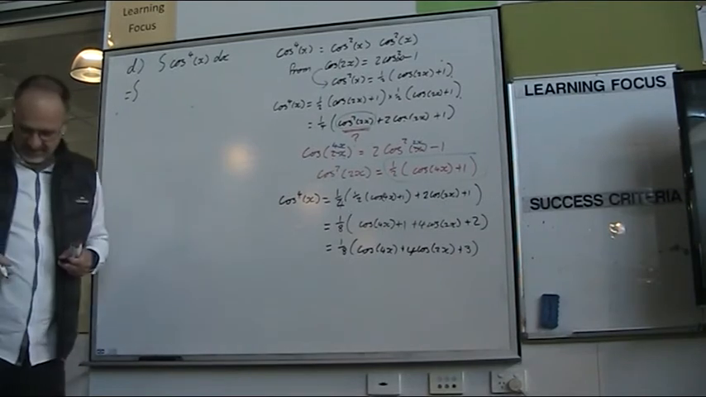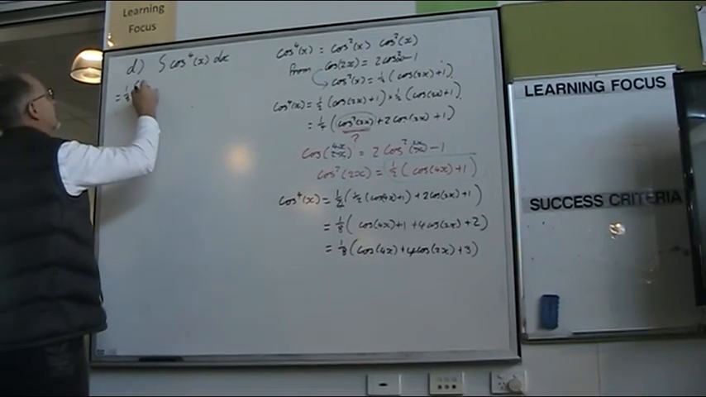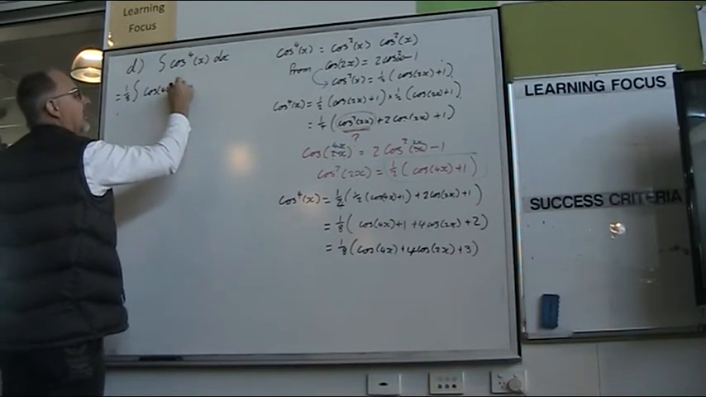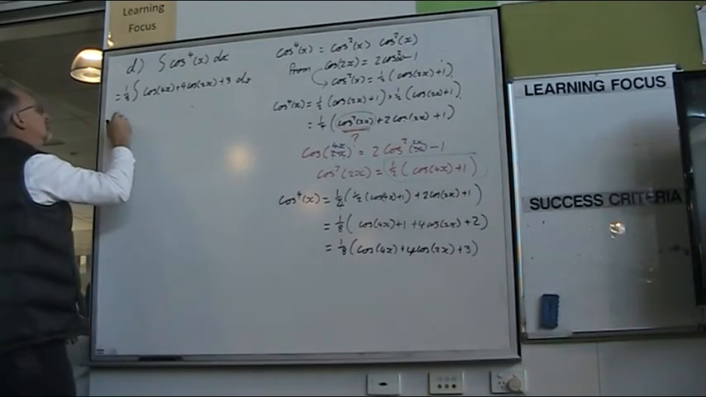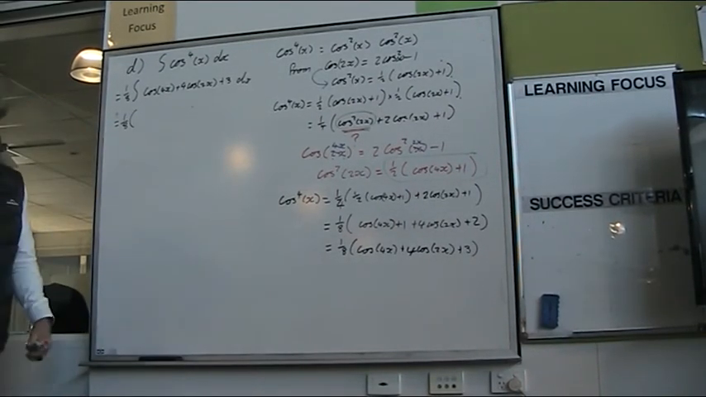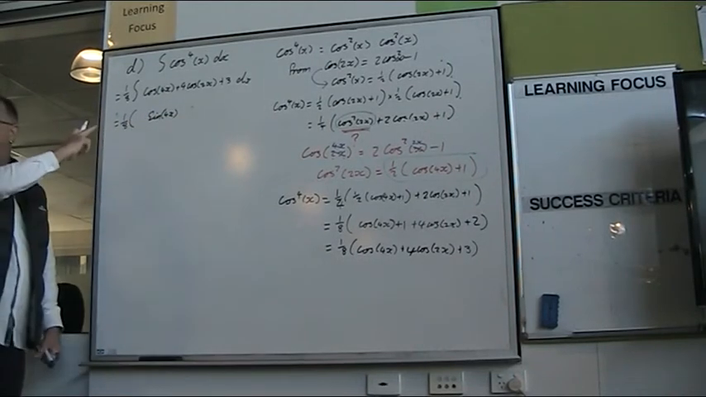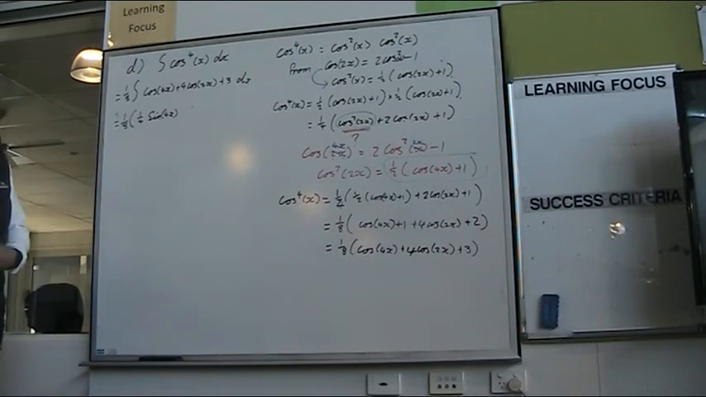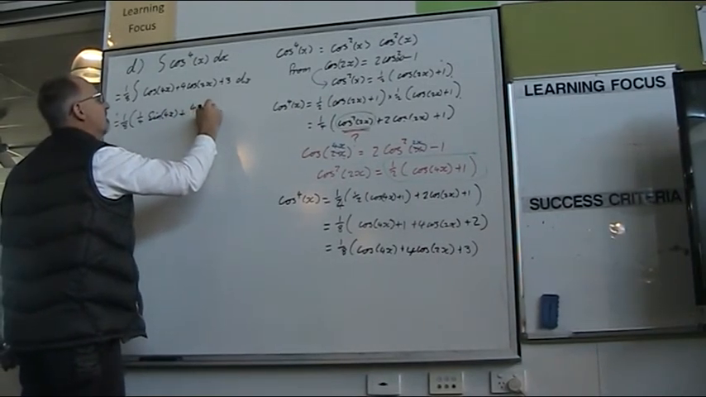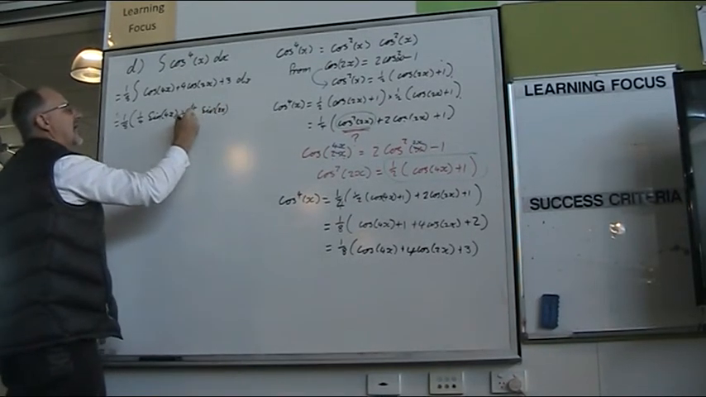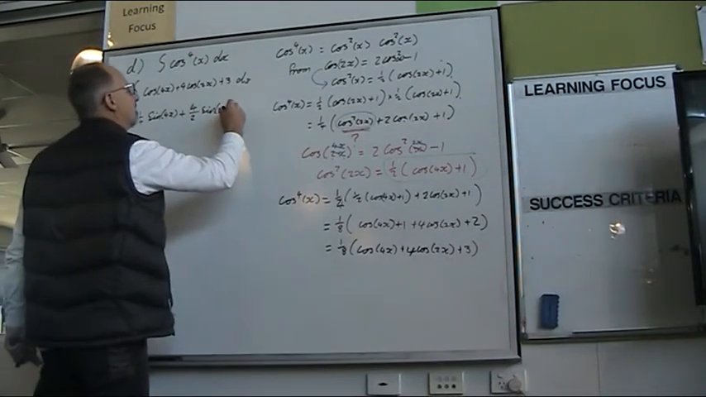The 1/8, I can stick that out the front, can't I? That makes sense. Cos 4x plus 4 cos 2x plus 3. Alright, cos 4x comes from sin 4x, and at the front here we need a quarter. Cos 2x comes from sin 2x. Of course we need a half there at the front as well. And 3 becomes 3x plus some constant.